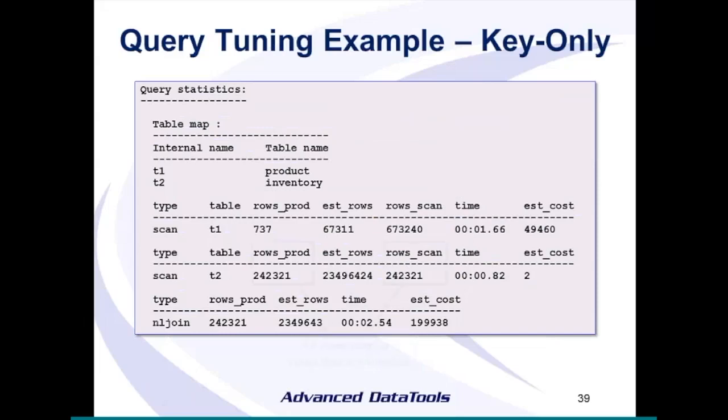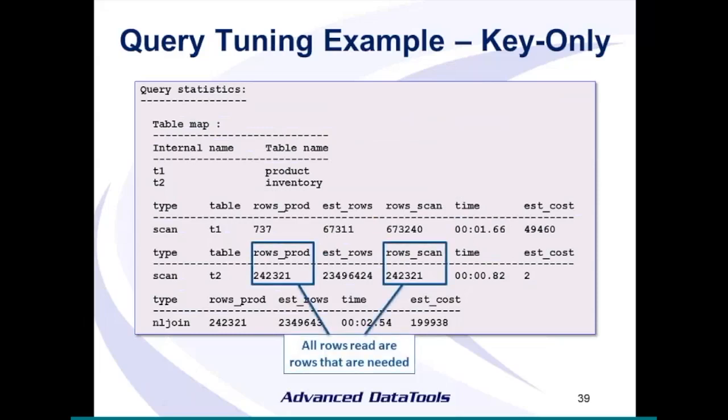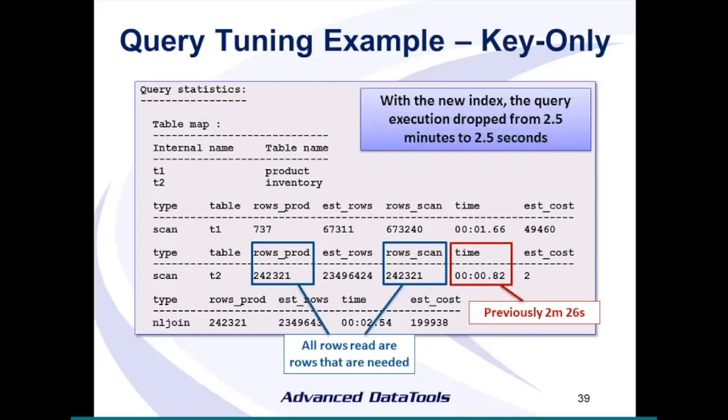So yes, it did. What we see is that the rows that we read were all the rows that we needed. So in the case of the second table, we did not have to read any records that we then didn't need. And what we can see is that the second part of the table, which was over 2 minutes, almost 2.5 minutes, is now less than a second. So this query is going to run much faster. The whole thing used to be 2.5 minutes, now it's 2.5 seconds.